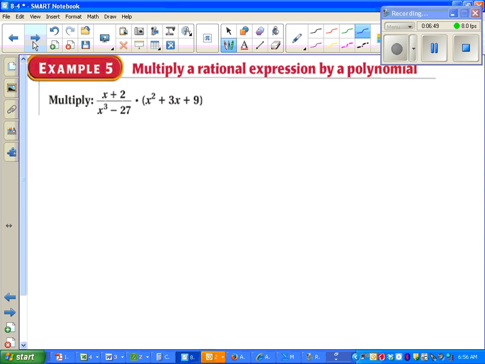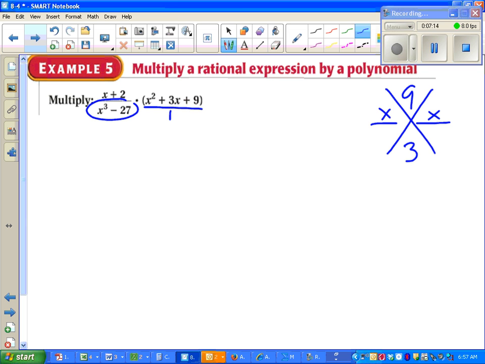Next up, another time we're multiplying two fractions together. If you don't see a fraction on one of your expressions, just put it over 1. We might try factoring that x squared plus 3x plus 9, but it's actually probably not going to work out. 9 on top, 3 on the bottom. Two numbers that multiply to give 9, add to give 3, doesn't happen.